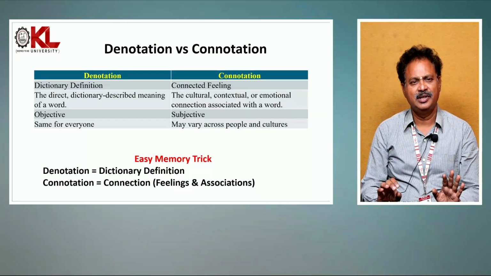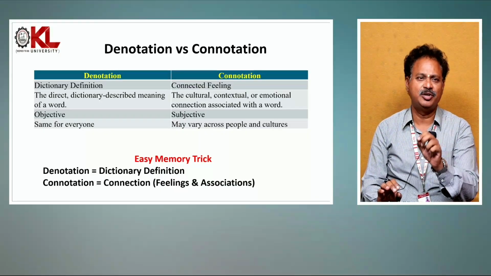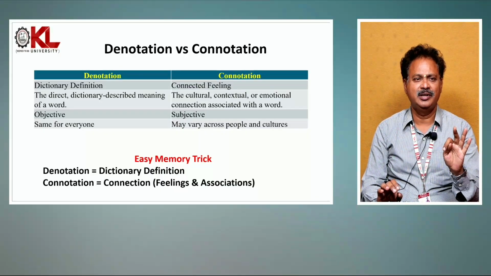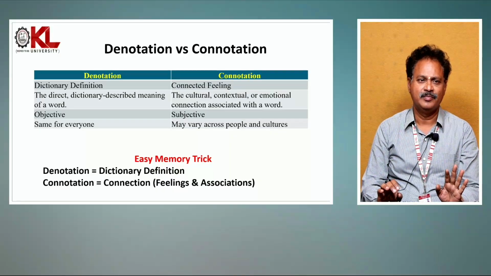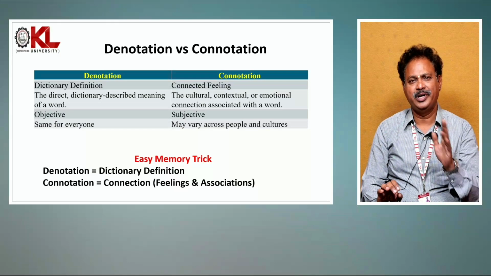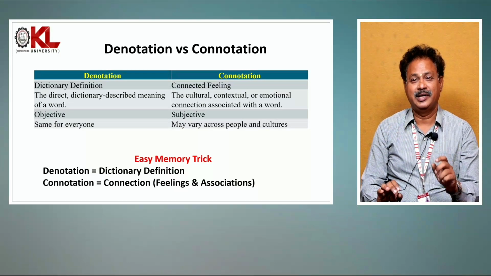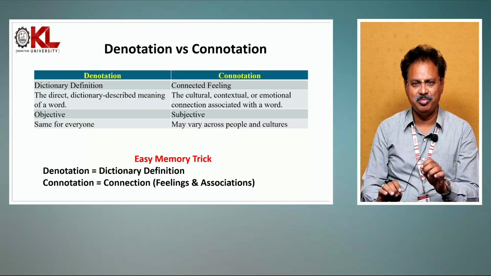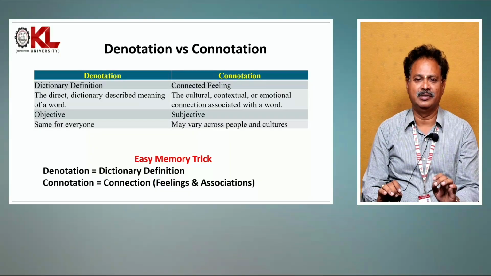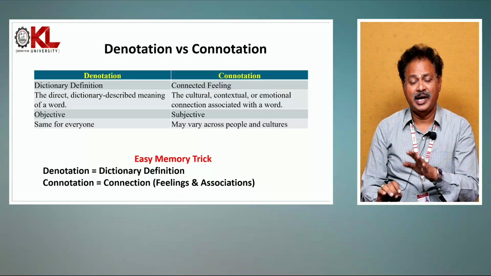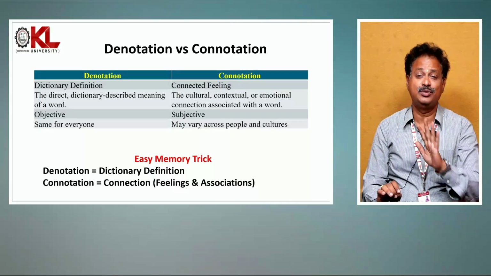As I mentioned, denotation is the dictionary meaning of the word. The direct dictionary-described meaning of a word is denotation, right? And the meaning is the same everywhere. When it comes to connotation, it is the connected feeling associated with the word. The associated meaning: cheap means economical, but cheap does not always mean economical. It has other meanings also based on the situation.